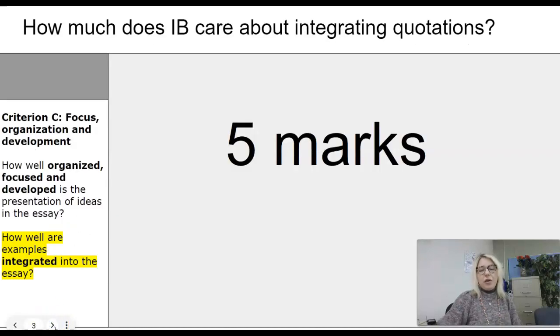How much does IB care about it? Well, there are 5 marks given for Criterion C. And Criterion C is both about how well organized, focused, and developed the essay is, but also how well examples are integrated into the essay. And this is really what they're talking about. They're talking about quotes being integrated. And so that is kind of half of Criterion C.